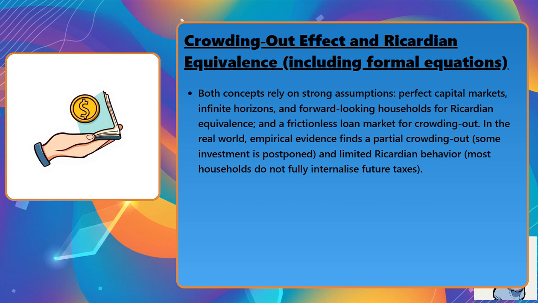Both concepts rely on strong assumptions: perfect capital markets, infinite horizons, and forward-looking households for Ricardian equivalence, and a frictionless loan market for crowding out.